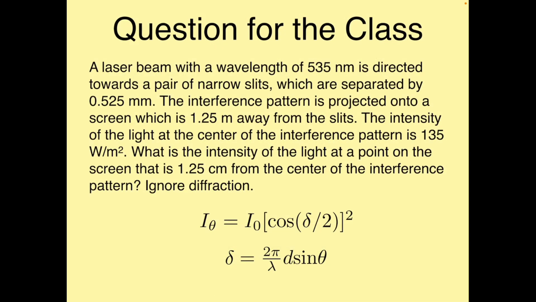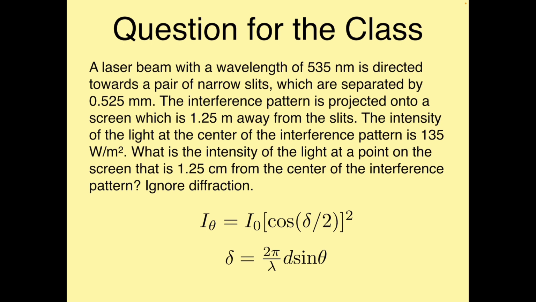Okay, so here's one for you guys to try out. A laser beam with a wavelength of 535 nanometers is directed towards a pair of narrow slits, which are separated by 0.525 millimeters. The interference pattern is projected onto a screen, which is 1.25 meters away from the slits. The intensity of the light at the very center of that interference pattern is 135 watts per square meter.